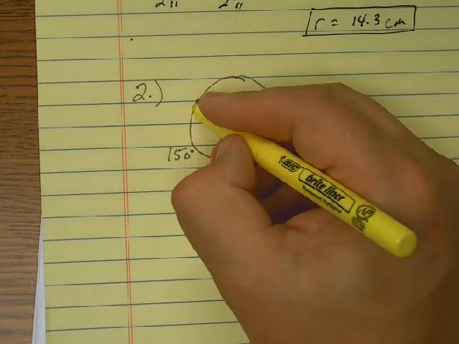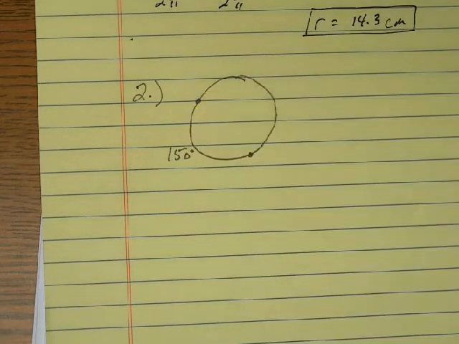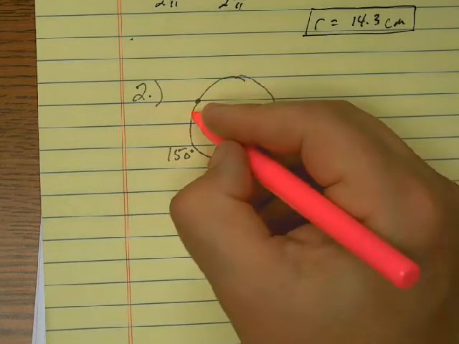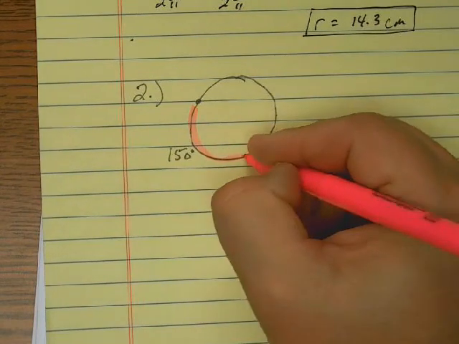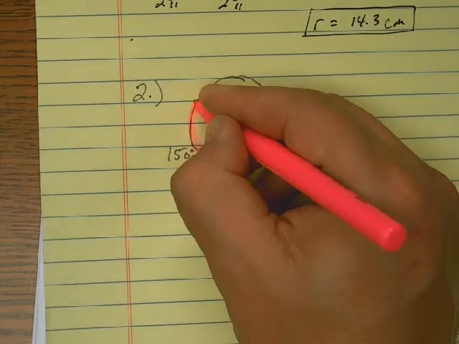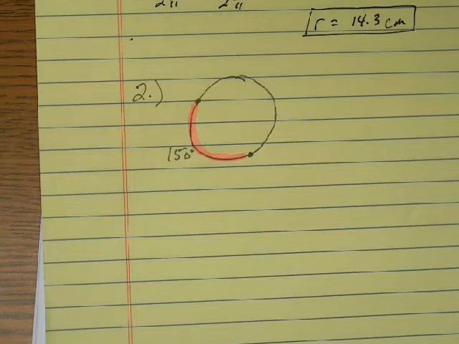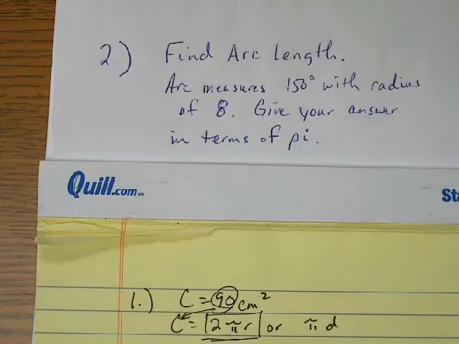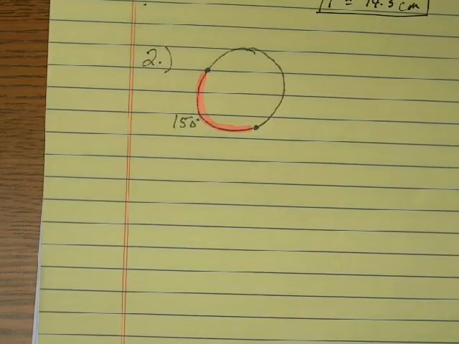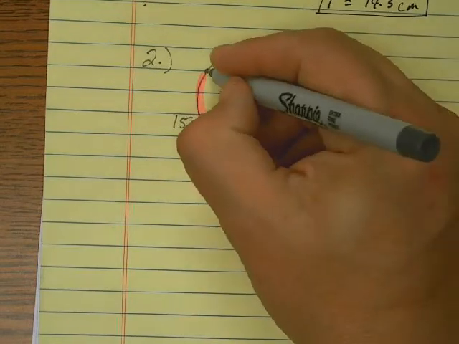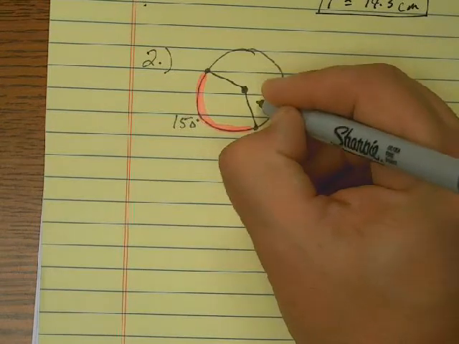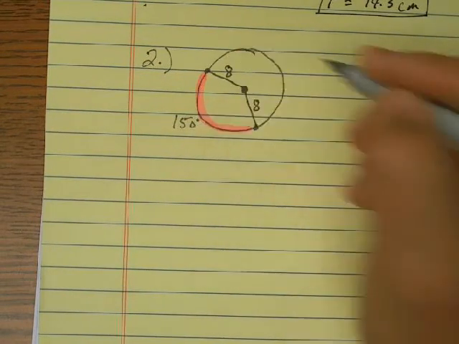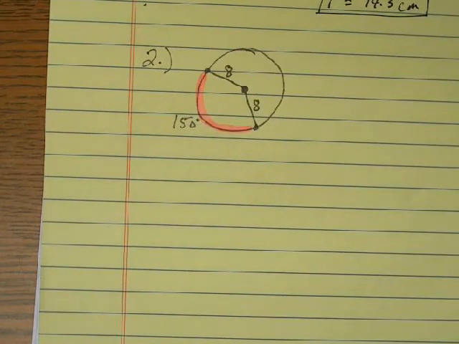Let's use pink. It might show it better with this background. So there's the arc. And all right, what else we got here? We know that the radius is 8. So that's 8, and that's 8. So what are we trying to find? The length of the arc?